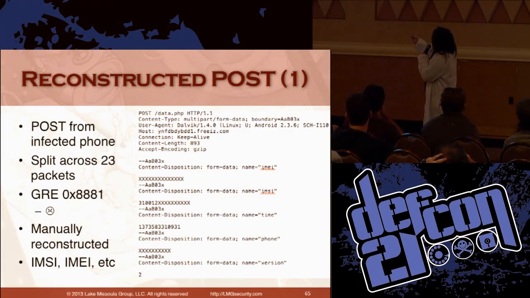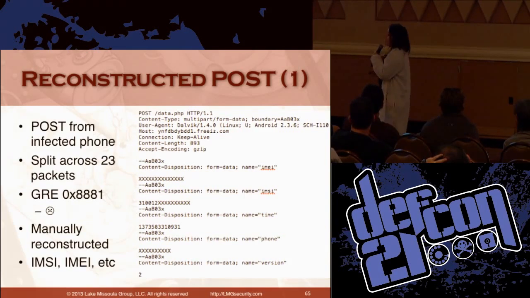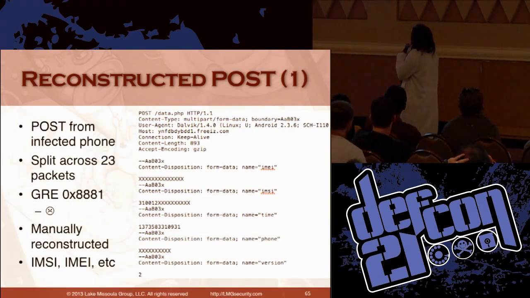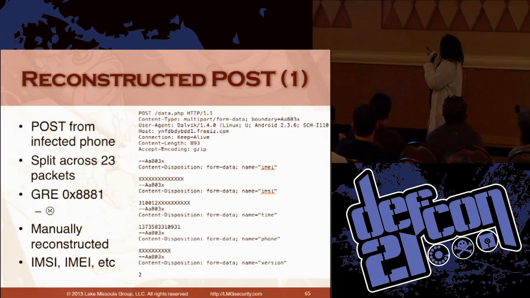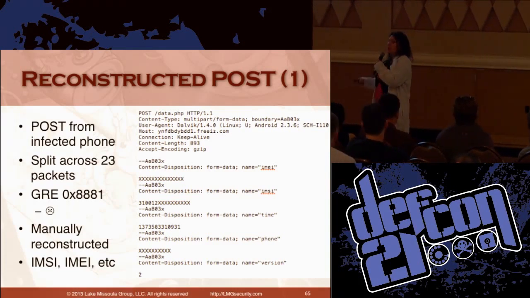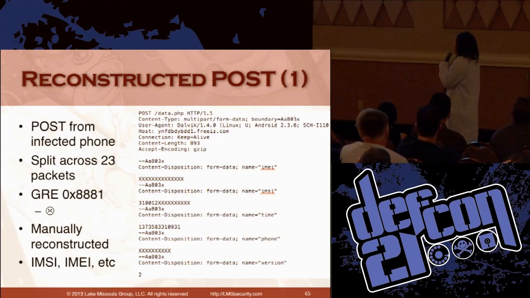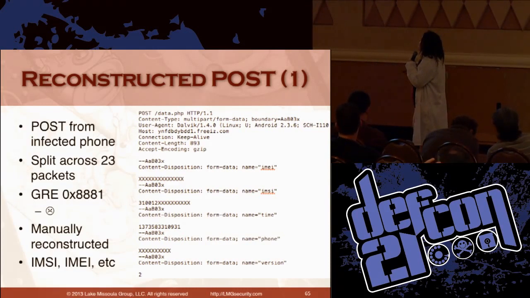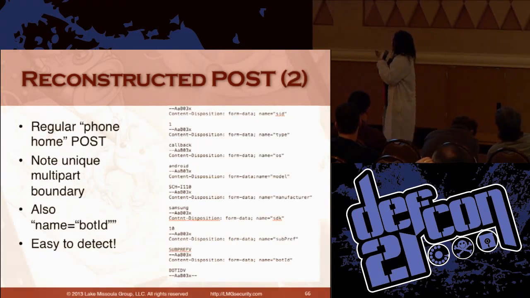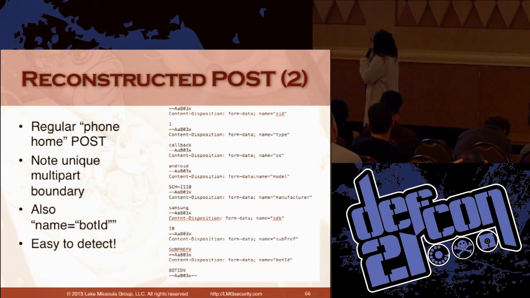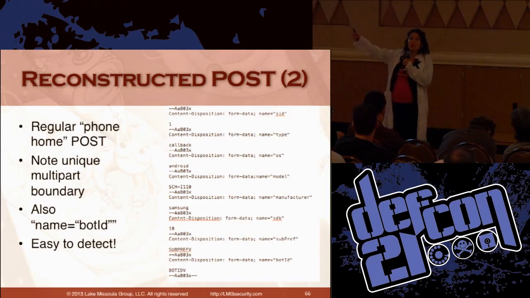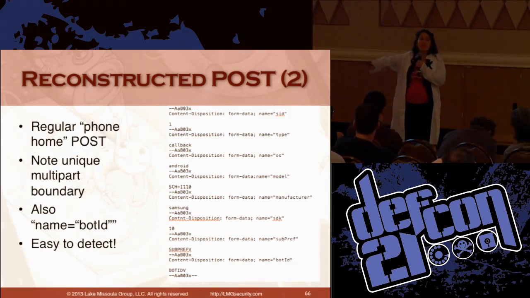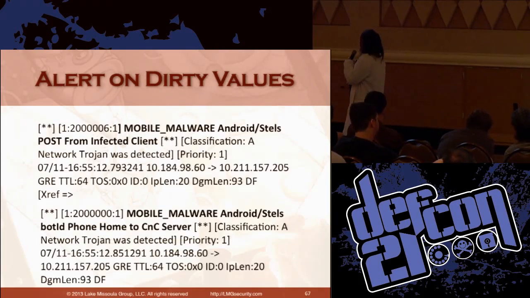It's pretty long. It has that unique multi-part boundary right here, AABO3X, and that's pretty easy to alert on. You can just stick that into Snort. It sends the IMEI, the IMSI, so you can tell the phone's number from the post to the attacker, and the attacker can tell that. Information about the phone, the version, what time it thinks it is. Also the name bot ID and some other stuff in there. Samsung, the manufacturer. So the bot sends a bunch of information about itself to the attacker every 15 minutes, or however long the attacker tells it.